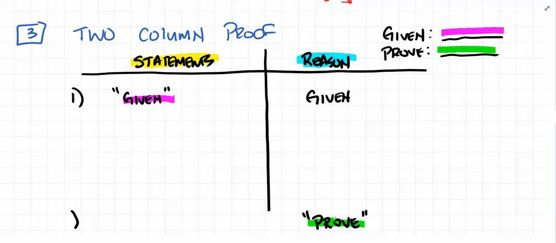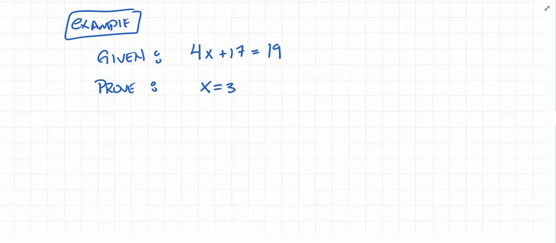Alright, here is the given and here's the proof. So we have been given, this is an algebraic proof, and we're going to use the two columns to sort of get ourselves in the right mindset. So we're given that 4x plus 17 is equal to 19, and we're trying to prove that x is equal to 3. And we're going to use the properties that we have discussed, all those algebraic properties, in this proof. So we're going to set up our two-column proof.